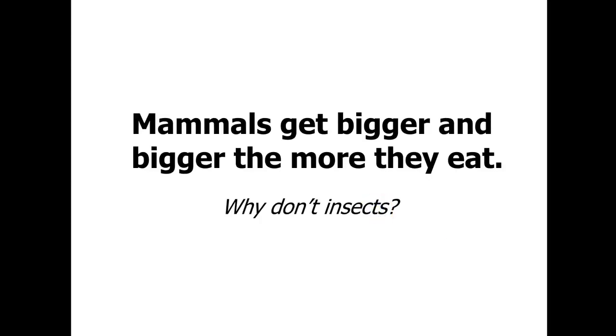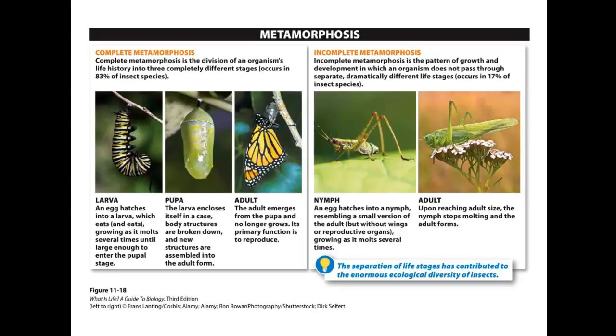Flight and metamorphosis are going to produce the greatest adaptive radiation ever. With mammals, they get bigger and bigger the more they eat, so why don't insects? Well, looking at metamorphosis, you can have 2 different types. You have what's called complete metamorphosis and incomplete metamorphosis. Complete metamorphosis is where an animal completely changes over into a different animal throughout its stages.